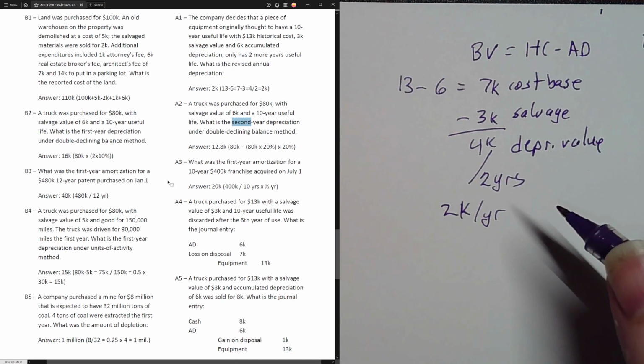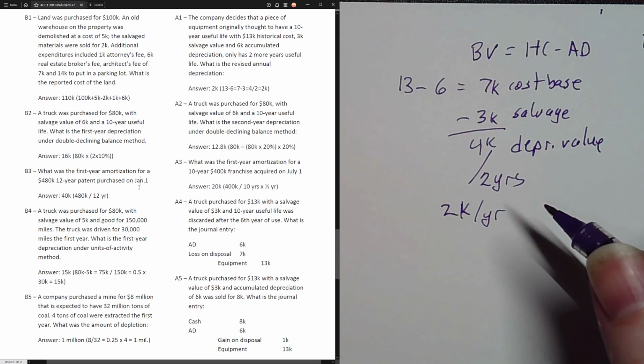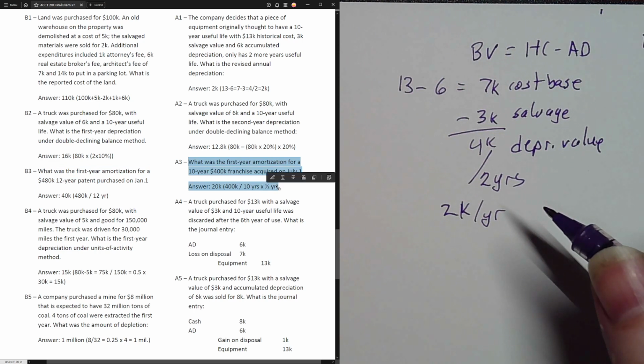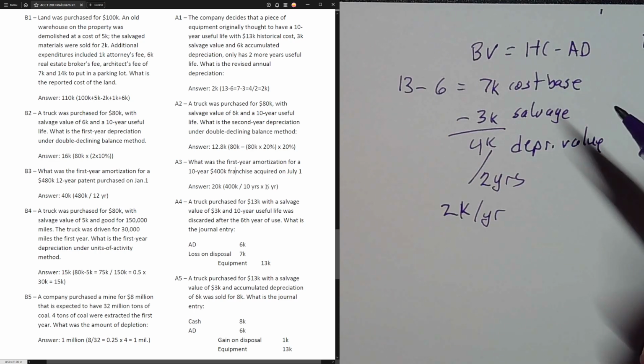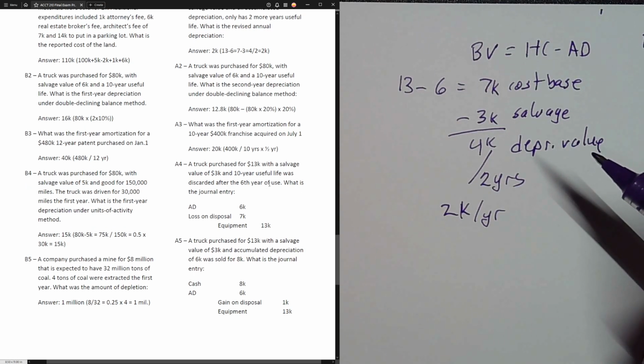Okay, we looked at A2, A3, what was the first year amortization? So B3 and A3 are the same question. B3 just said, what was the depreciation for a full year? Here, this is a depreciation for a half year because we bought it in the middle of the year on July 1st. So we do the same straight line, but then we adjust for the first year's amortization is going to be a half year.